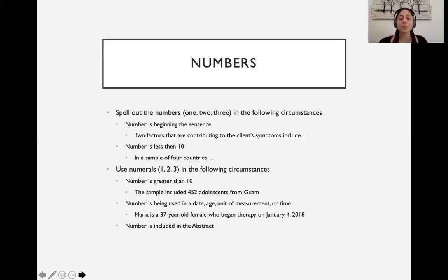And the last rule is if you're writing an abstract, which you don't need to do for this class, but this is good to know for the future, you would use numerals in the abstract.